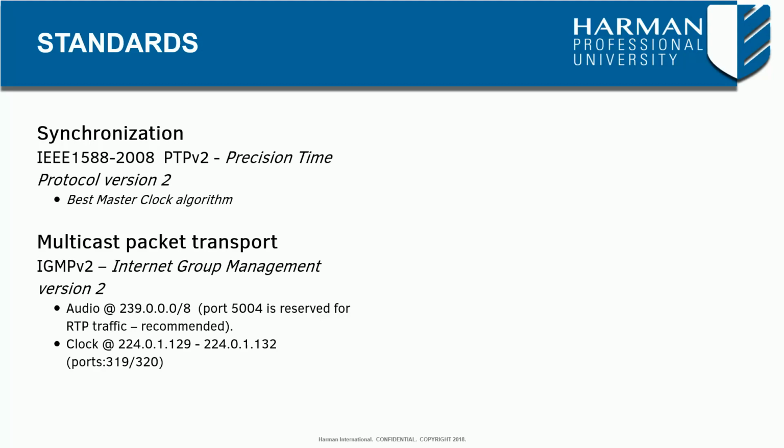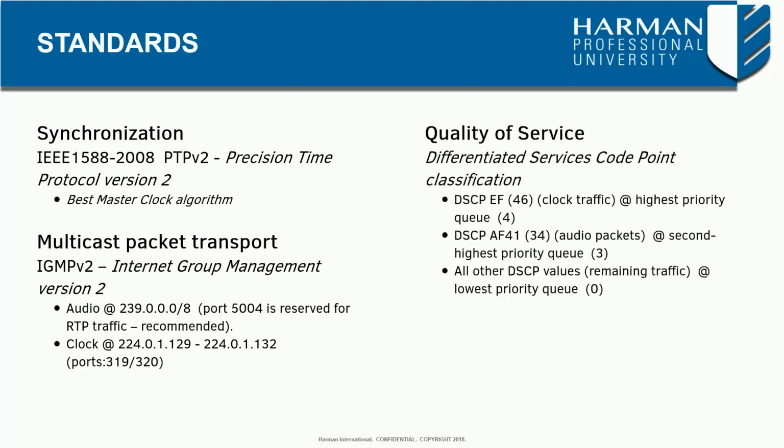AES67 implements a quality of service standard known as Differentiated Services Code Point Classification, or DSCP for short. AES67 supports three different point classifications, with the clock traffic at DSCP 46 taking the highest priority queue of 4.